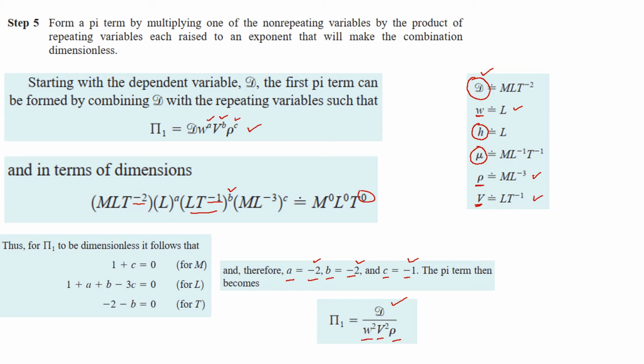So this is my first pi 1 term that I wrote, and now I have to repeat the same procedure for determining my two other pi terms. Those are my pi 2 term and my pi 3 term, because we already defined that we have 3 pi terms. So now let's move on and repeat this procedure for pi 2 and pi 3.